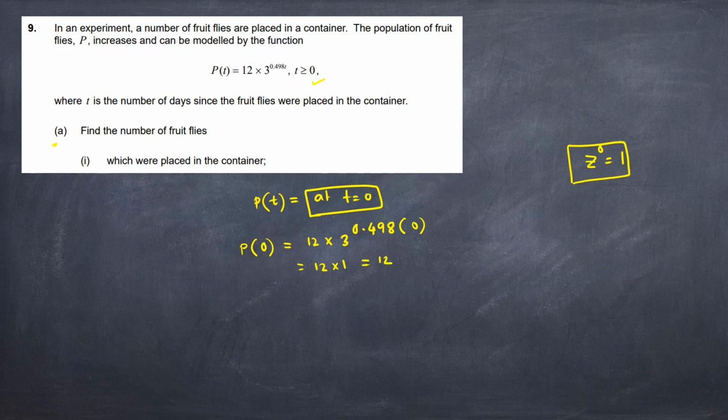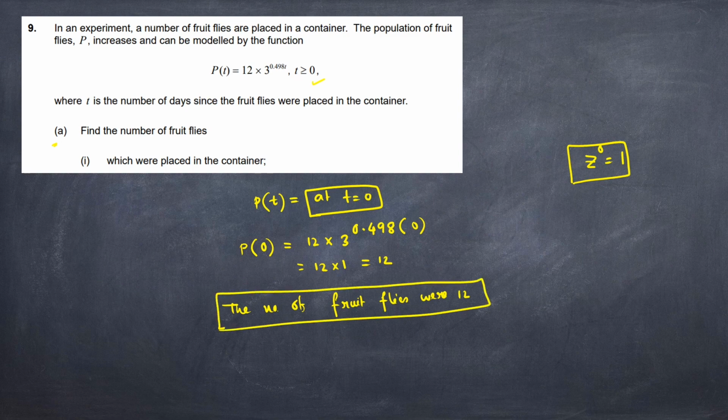So the number of fruit flies which were placed in the container were 12. So this is the answer for the first part.